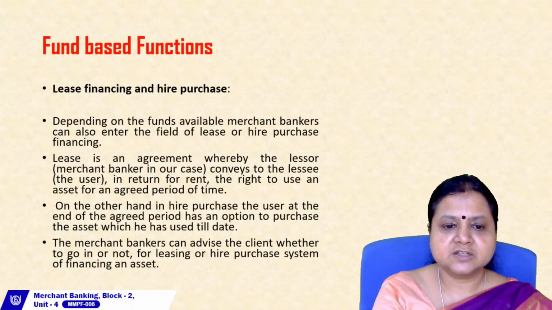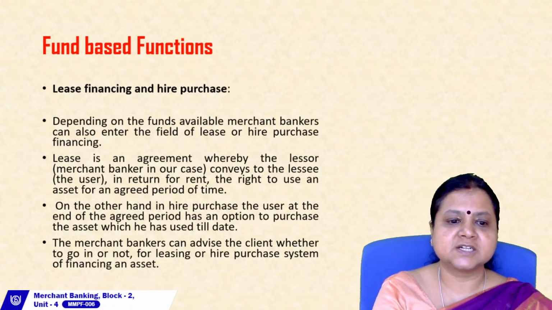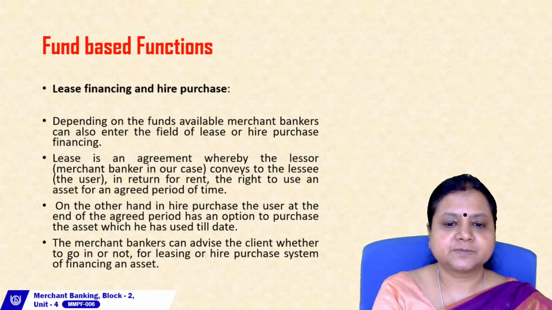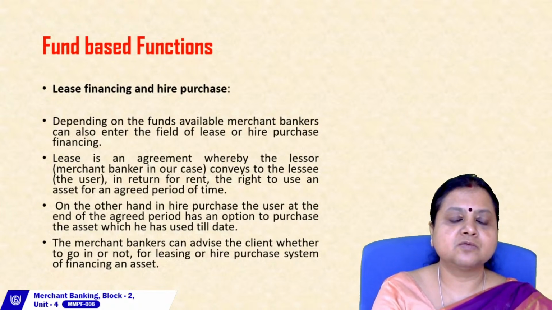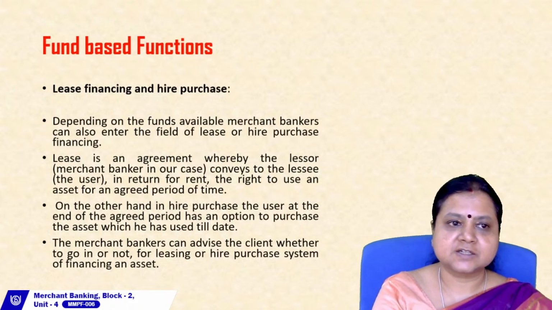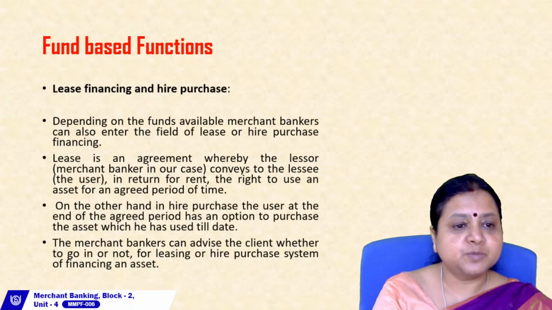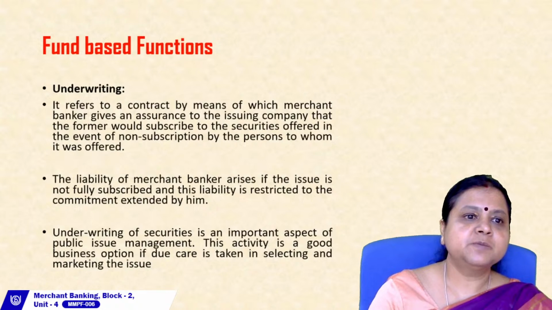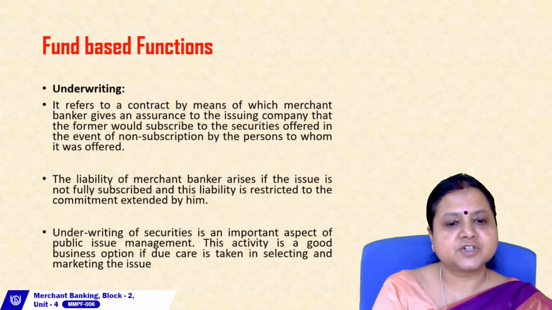On the other hand, in case of hire purchase, the user at the end of the agreed period has an option to purchase the asset which he has used till date. So in case of a hire purchase, at the end, the client will be given an option. If he wants, he can purchase the asset which he has used till date. So the merchant bankers can advise the client whether they should go for leasing or they should go for the hire purchasing system of financing an asset. So these are in brief certain types of fee based or fund based functions.